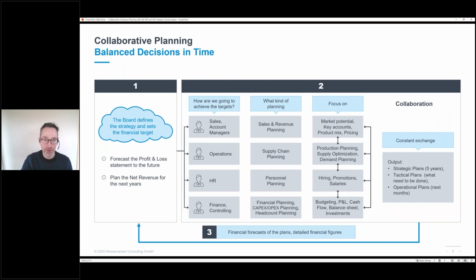So what is collaborative planning, which is the title of this presentation? Collaborative planning, so planning together for a company, is all about, well, let's walk through. Typically, the board of any company, including our own board, will set out the strategy for the coming 5 or 10 years. Now, Westernacher is employee owned, so we consultants are sort of the shareholders, and our board has to convince us that we are doing the right thing.